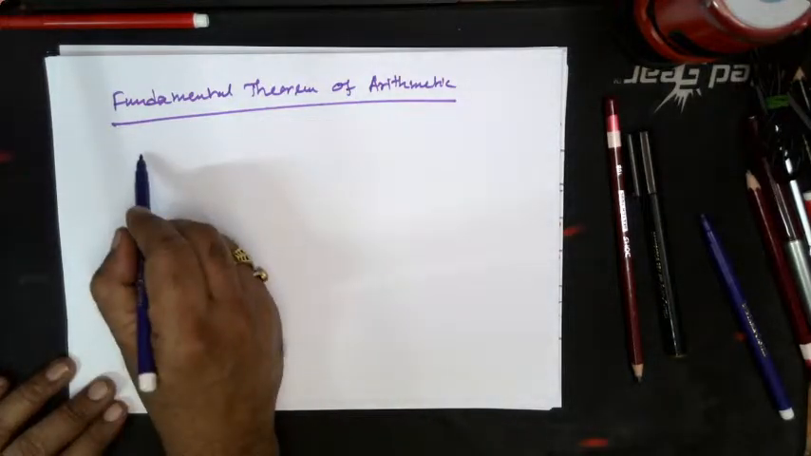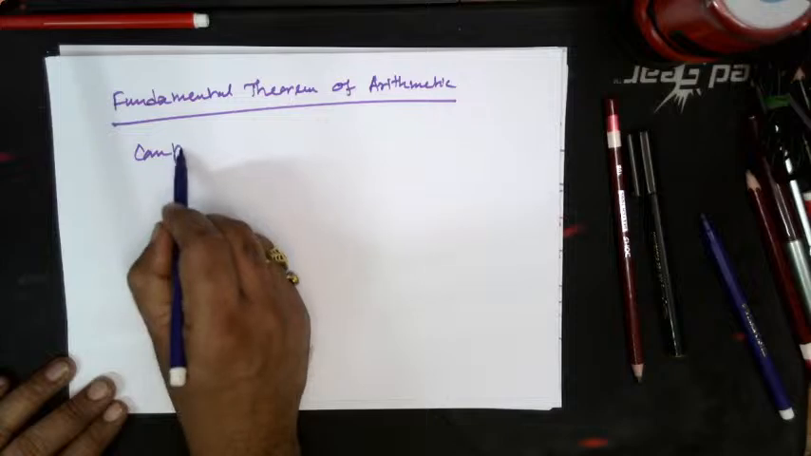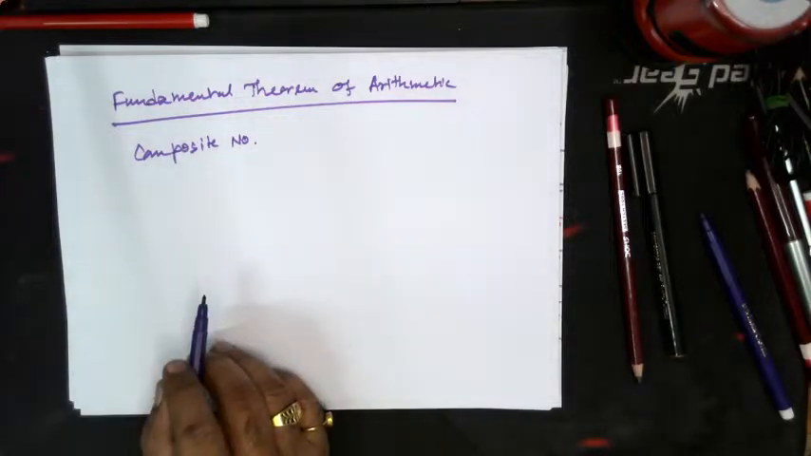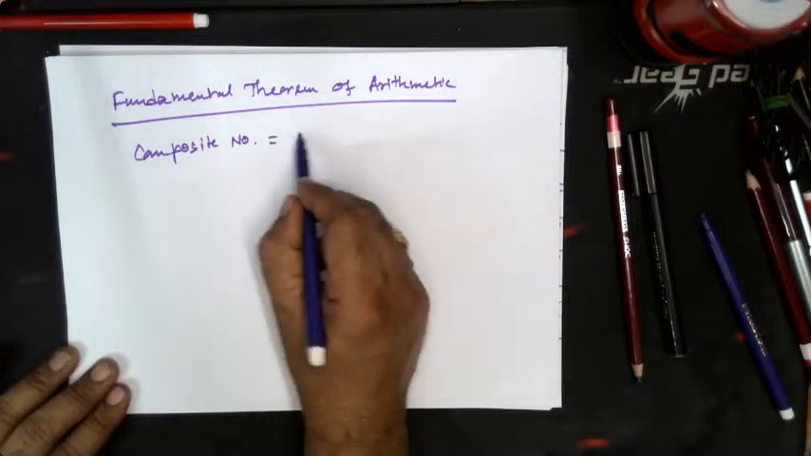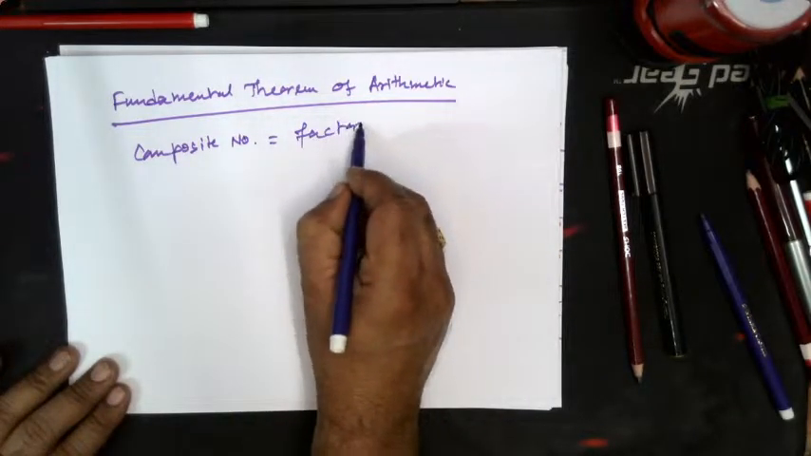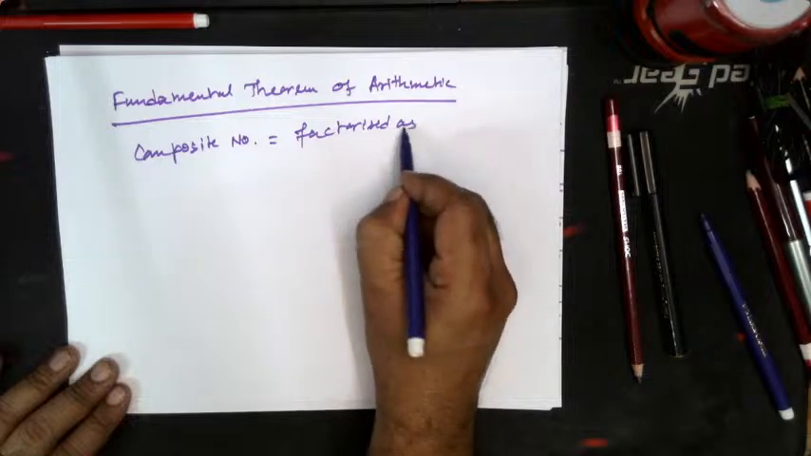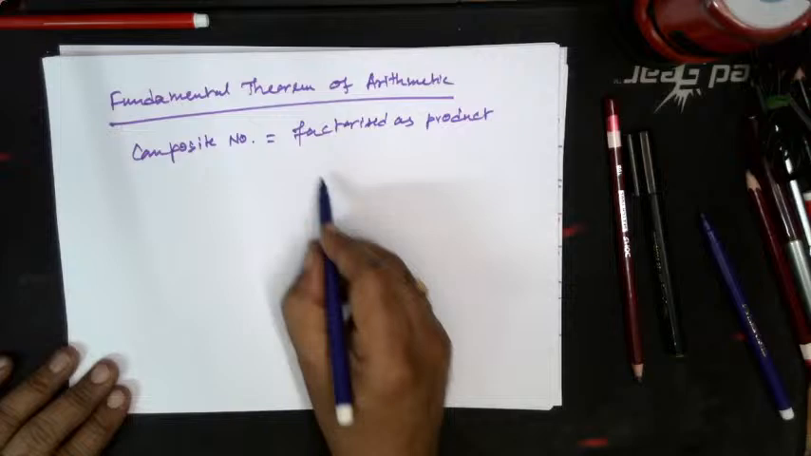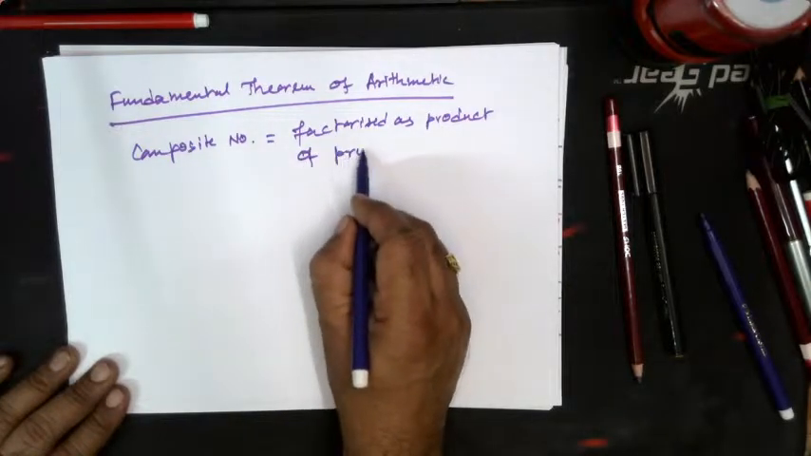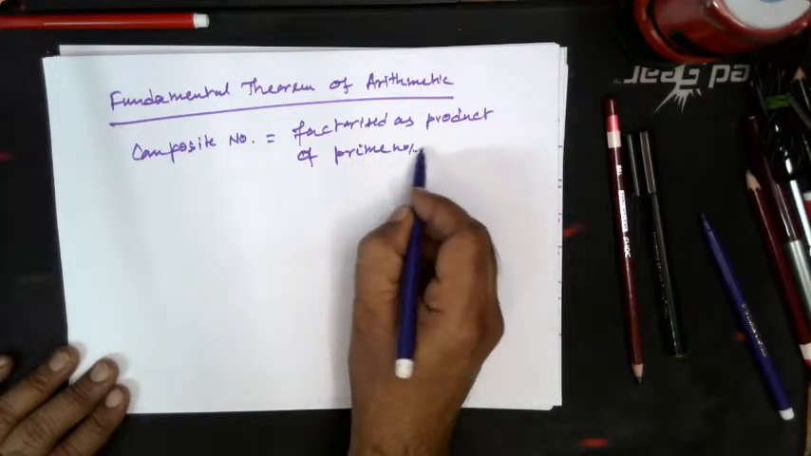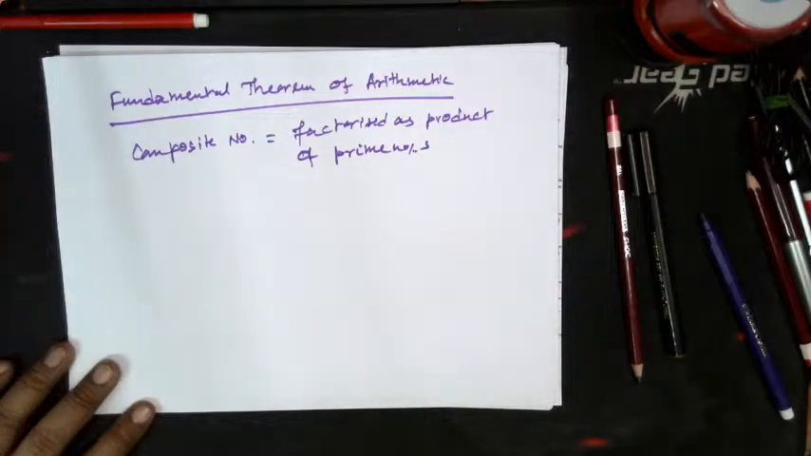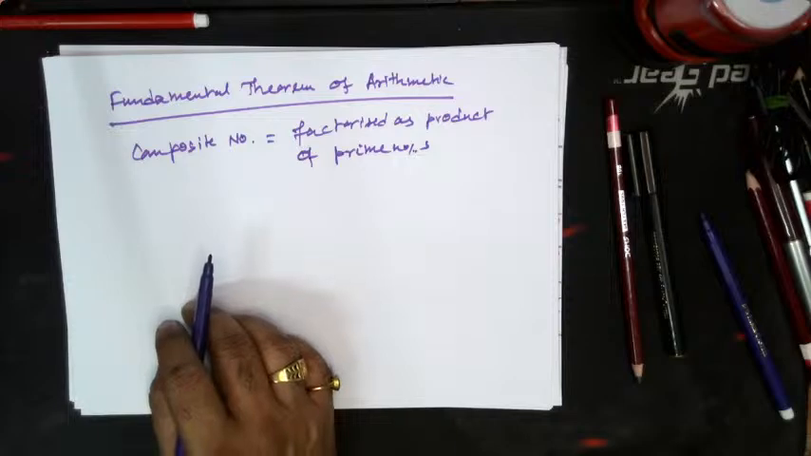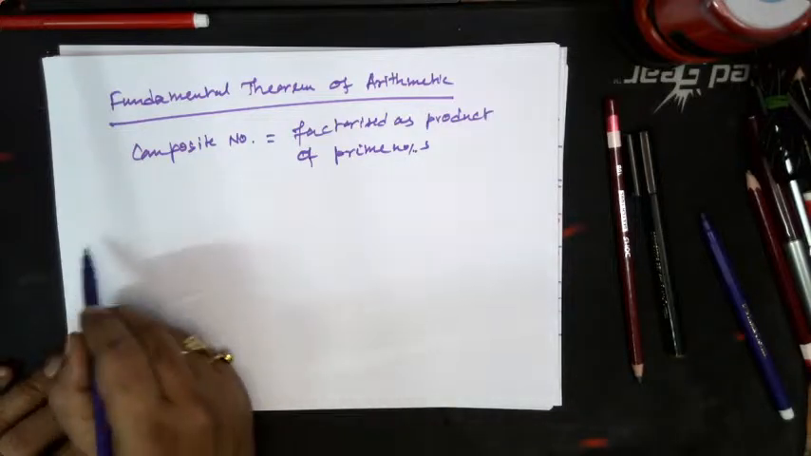Every composite number, take down, every composite number can be factorized as a product of prime numbers. In fact, this factorization technique is unique, and let us have this expressed.